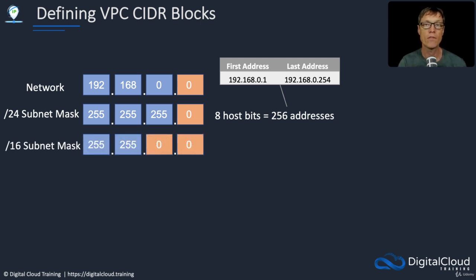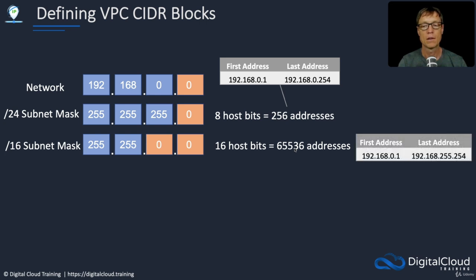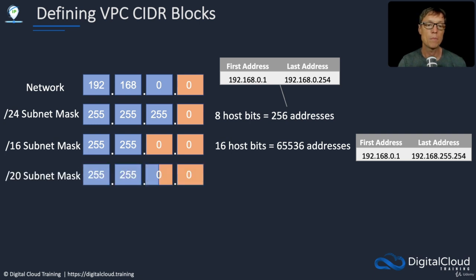Now, what if we have a /16 subnet mask? Now we have more than 8 bits. We've got 16 bits for the host portion, and that gives us 65,536 potential addresses, minus the few that are reserved by AWS. And this would be the first and last potential addresses. But we don't have to respect the boundaries of the octets themselves.